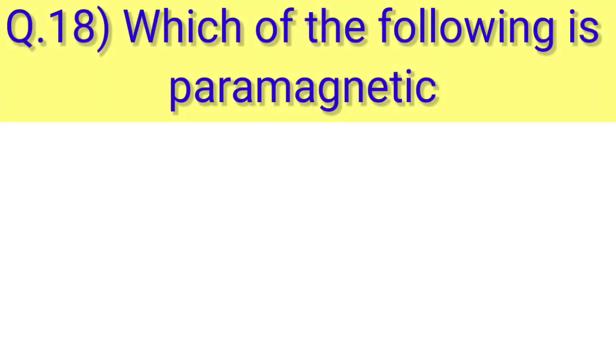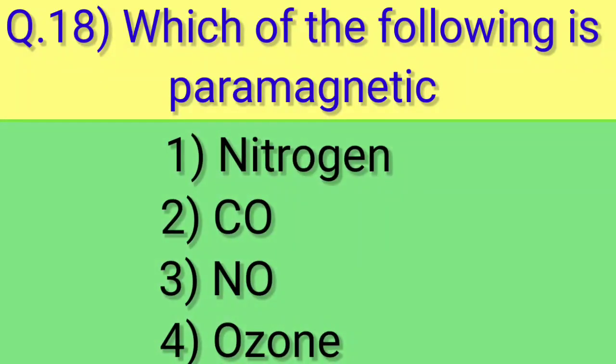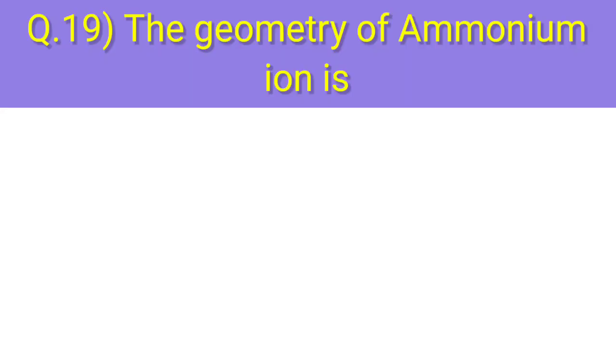Question number 18: which of the following is paramagnetic in nature? The 4 options are N2, CO, NO, or O3. Which one is paramagnetic in nature? NO is paramagnetic and shows magnetism, while the others do not.